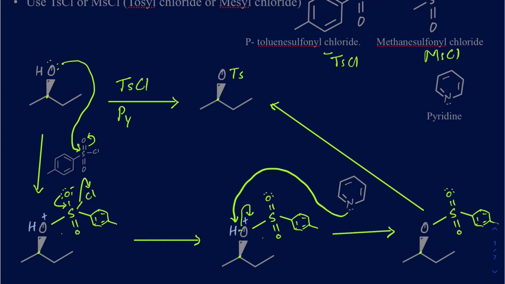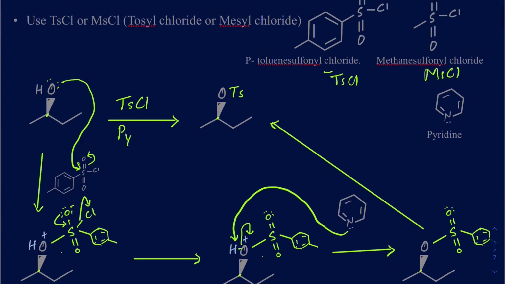Now, once you have this OTs installed there, this is a really good leaving group, and it behaves like alkyl halides at this point, and you can do a bunch of reactions with it. Now, this particular structure I have drawn is a secondary alcohol, and you can install the tosylate groups on primary alcohols as well.